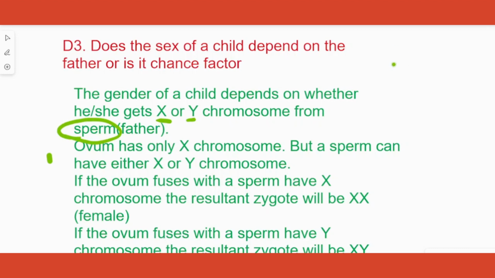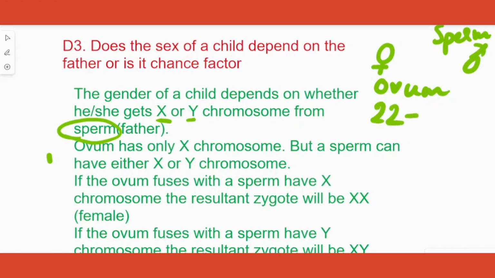All right. So you know that when we talk about a child being formed, it is the fusion between a female gamete, that is the ovum, and the male gamete, that is the sperm. Correct? Now, in the ovum, the only possibility is 22 autosomes plus X. But in the case of sperm, it is 22 autosomes plus either an X or a Y. Both are possible.